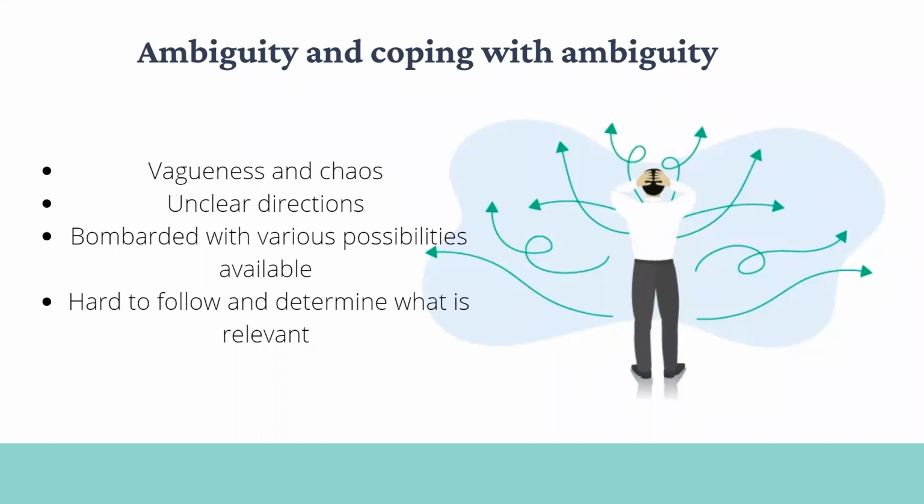Okay, and finally, ambiguity and coping with ambiguity. To this part, students explained that all the possibilities that they have make them feel stressed, and they didn't know what to do. So it was hard for them to follow and determine what's important. They also felt a lack of clarity, vagueness, and chaos.